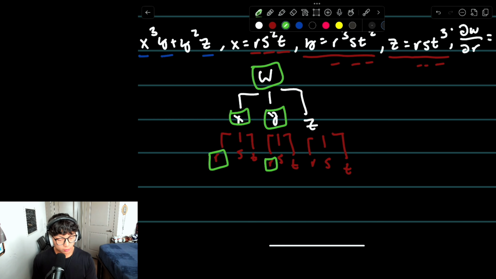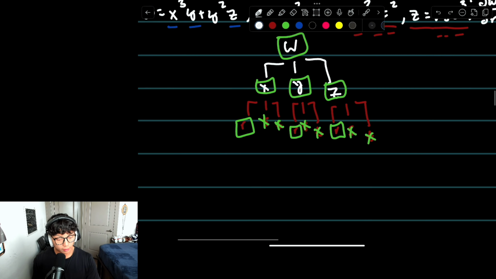Now since we're going from w to r, we're going to focus on the ones going in the green direction. So notice all I'm circling is the ones in between, which is the x, y, and z, because they lead us to the r. So we can ignore this s and t on each one. So this is telling us that our x side will be the del of w over the del of x, and then the del of x over the del of r.